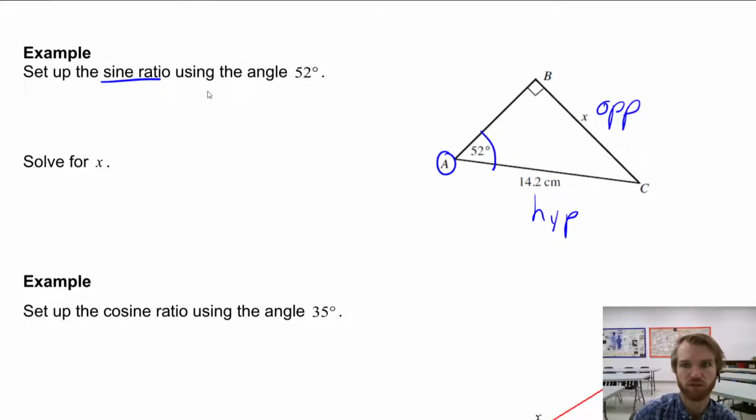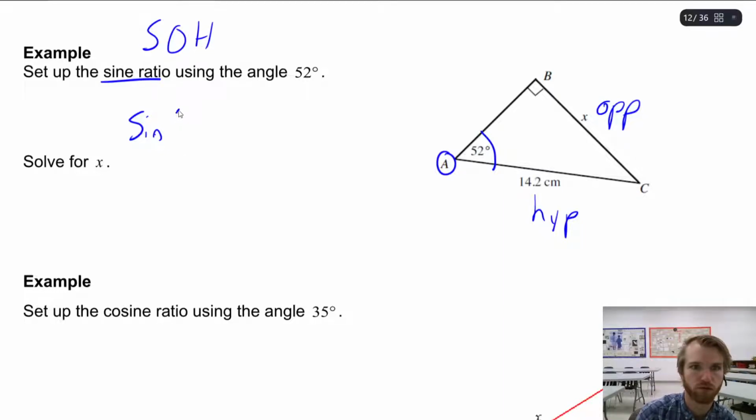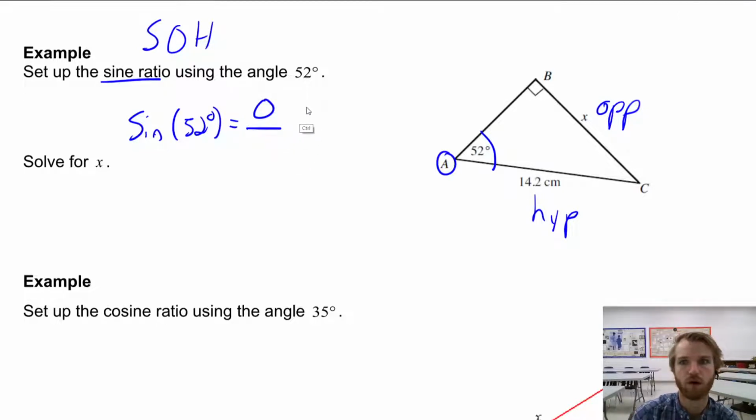So it wants us to set it up. Remember if we use our SOHCAHTOA, sine is opposite over hypotenuse. So sine of our angle 52 degrees is equal to the opposite. This is what goes on the top of the fraction. Opposite is on the top and hypotenuse is on the bottom. Our opposite side we don't know, it's x. And our hypotenuse is 14.2.